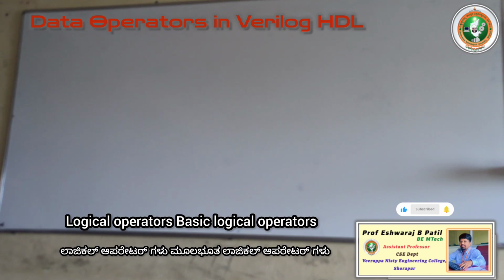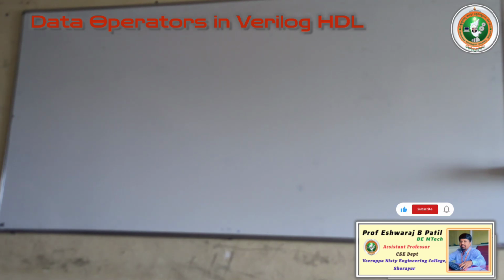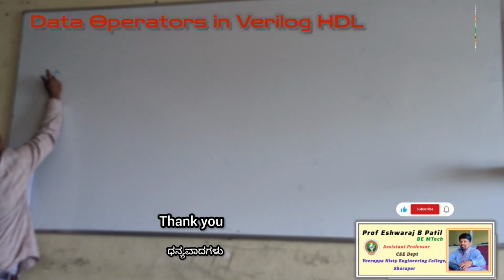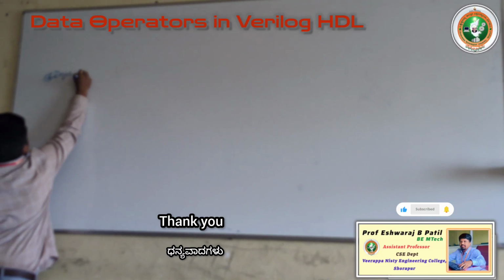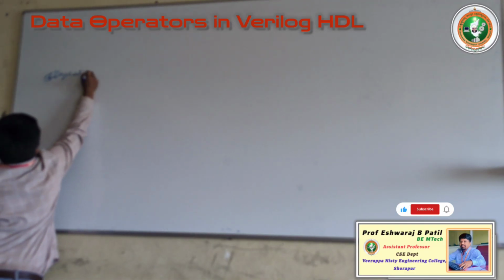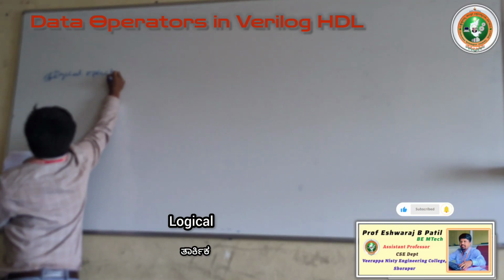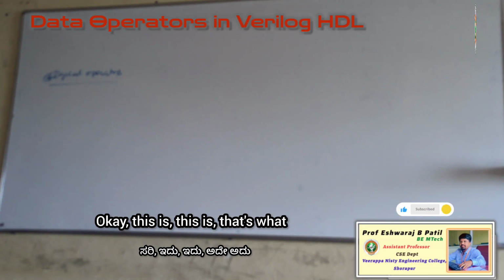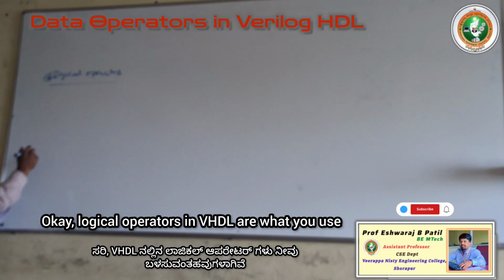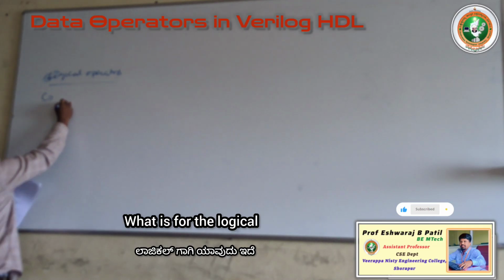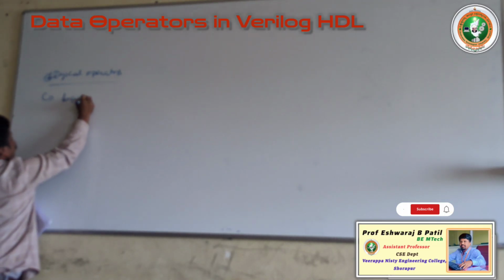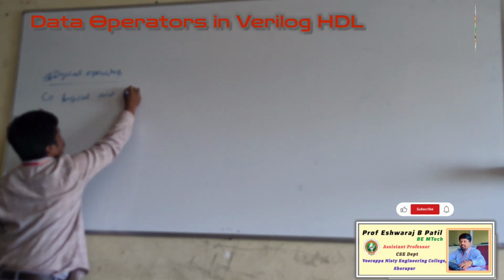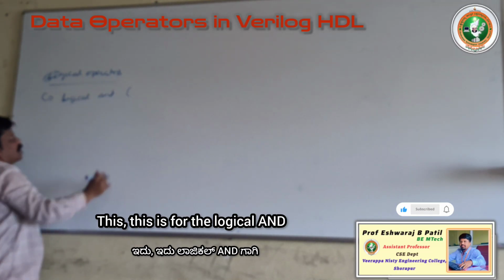Basic logical operators, basic logic gates. Logical operators in Verilog, what are those? One is for the logical AND, this is to be mentioned. This is for the logical AND.